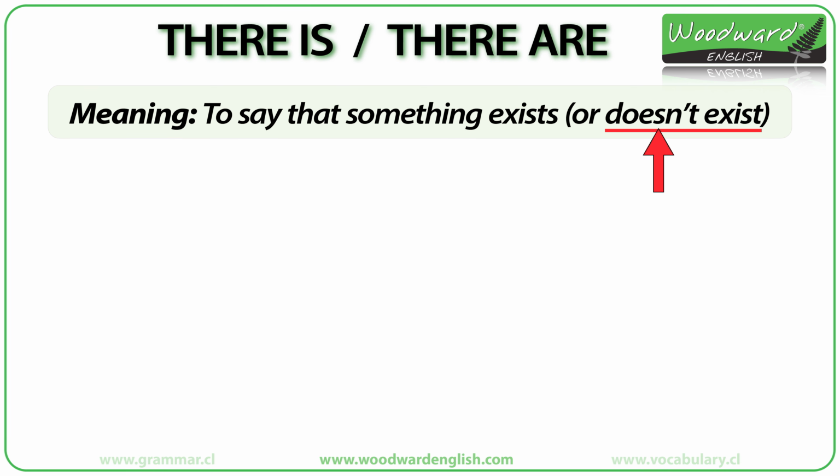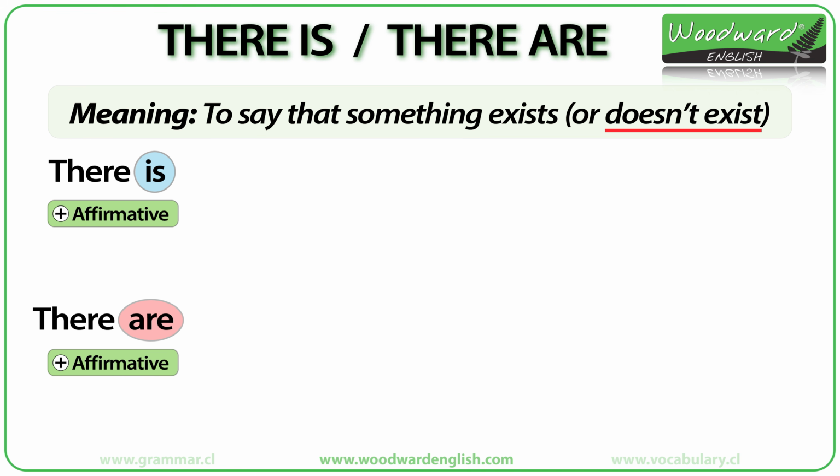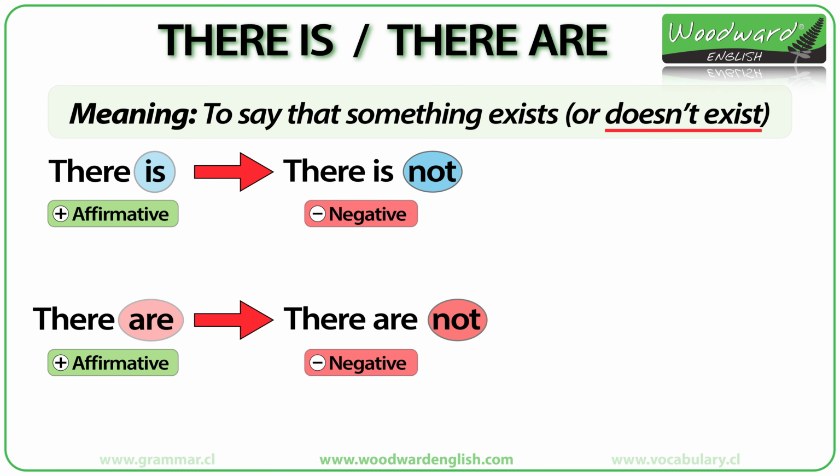How do we say that something does not exist? How do we make the negative of there is and there are? We add not after is and are. There is not. There are not.